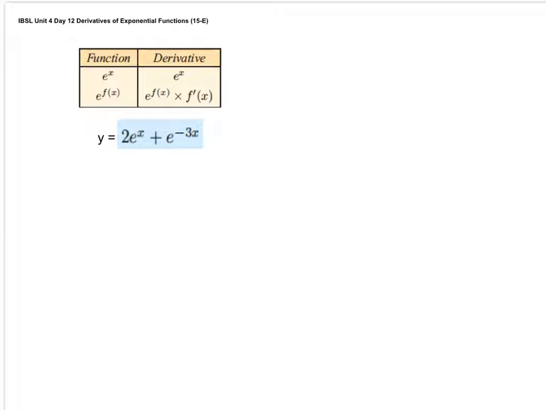By the way, another way you might see this, you might see people write this as e to the u. The derivative with respect to x of e to the u would be e to the u times u prime. That's another way you might see people write that. So here we have an example. We have 2e to the x plus e to the negative 3x. So first of all, we just have a constant multiple of e to the x, 2e to the x. So what's the derivative of 2e to the x?